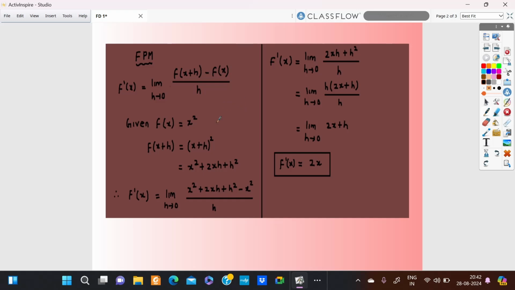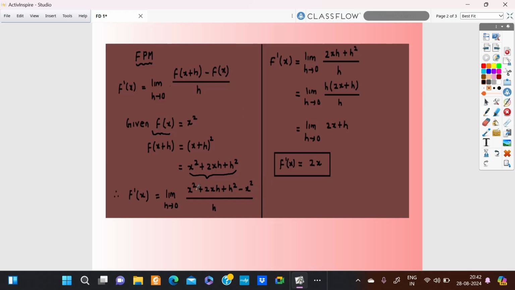Given y is equal to x squared, I just replace y as f of x because we know y is a function of x. So therefore f of x plus h is going to be x plus h the whole square. We just replace x to be x plus h and then expand this using a plus b whole square, which is x squared plus 2 times x times h plus h squared. So therefore f dash of x is equal to limit h tending to 0, I replaced f of x plus h with this expansion, x squared plus 2 times x times h plus h squared, minus f of x, which could be replaced as x squared.